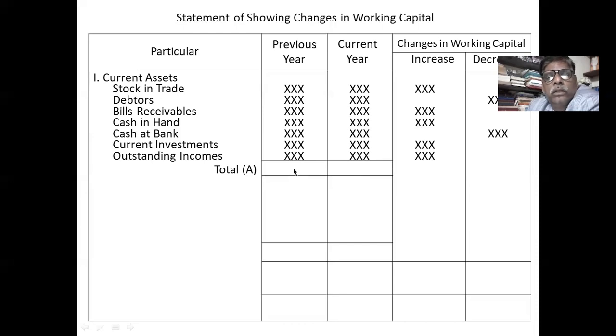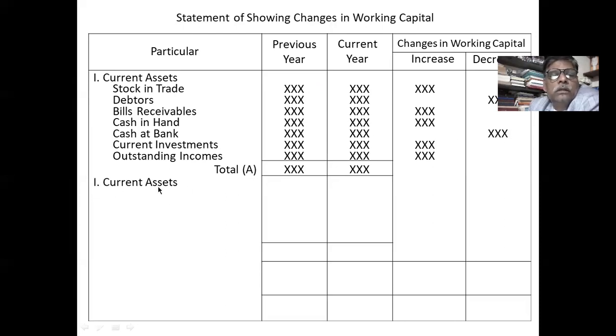You take the total of the first column. You take the total of the second column. You don't take the total of the third and fourth column here. Okay, you see how I have taken the total. It is called as A. A means total of current asset.